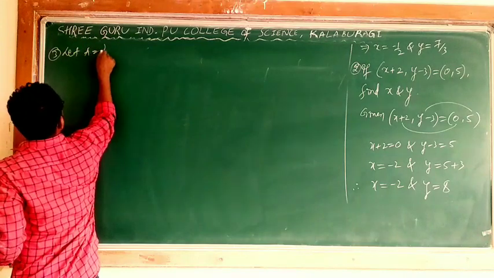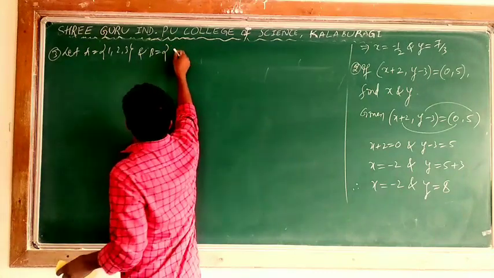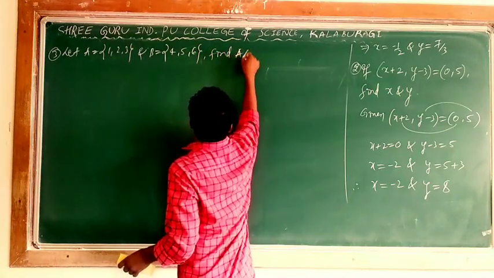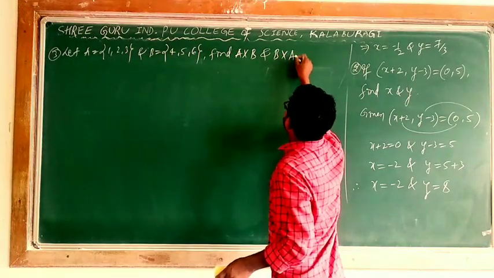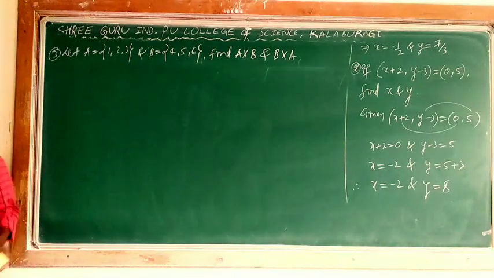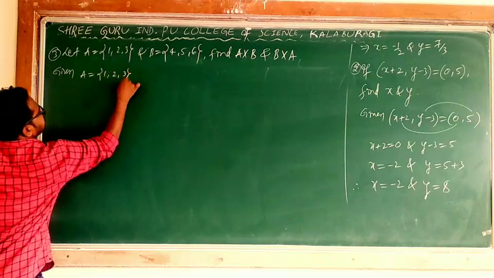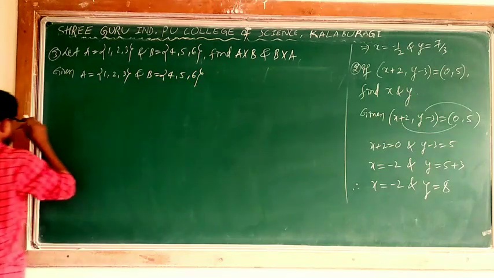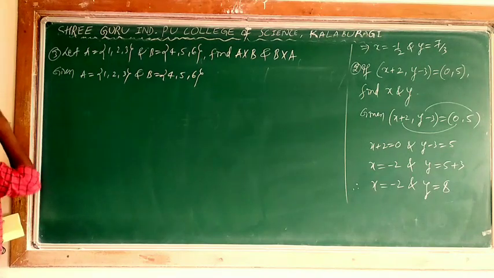Let A is equal to {1, 2, 3} and B is equal to {4, 5, 6}. Find A cross B and B cross A. Nothing else is given. What is given here? A is equal to {1, 2, 3}, and B is equal to {4, 5, 6}. The thing is the same: A is given, B is given. Using this he is asking A cross B and B cross A.